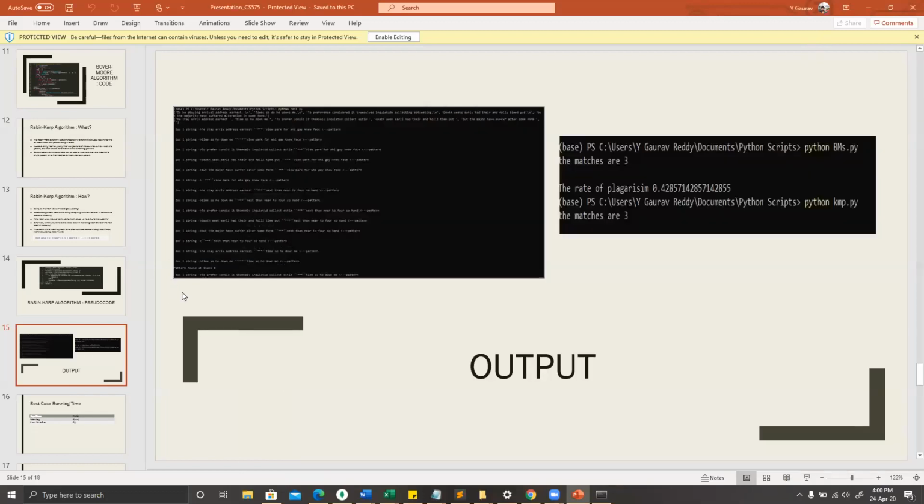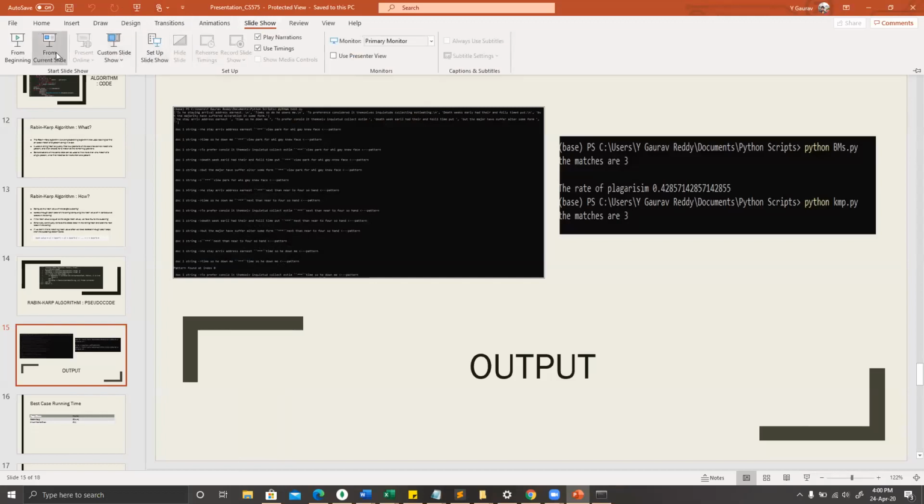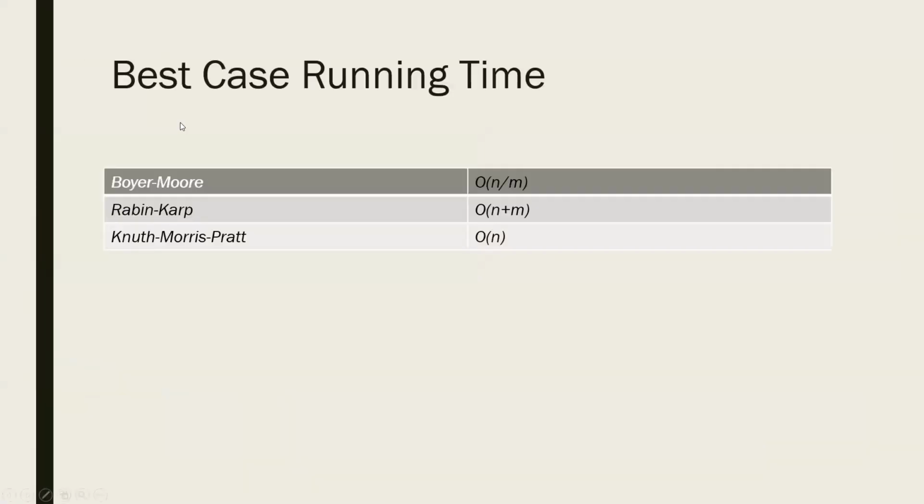And we'll go back to the PPT. So that's the output. And here we have just explained the best case running time for each algorithm. You can see that KMP has the best performance. Actually, Boyer-Moore seems to have the best performance here, but it depends on N and M, while KMP only depends on O of N. So pretty much everything is linear when you consider the best case scenario.